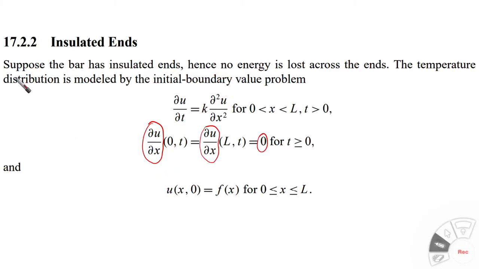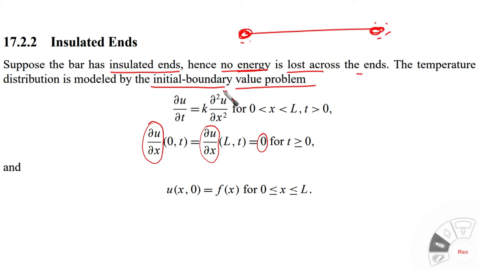Okay, so suppose the bar has insulated ends. What is the meaning of this? Hence, no energy is lost across the ends. So if we have the bar here and we have the left and right end, there is no loss of energy around these ends. The temperature distribution is modeled by an initial boundary value problem.